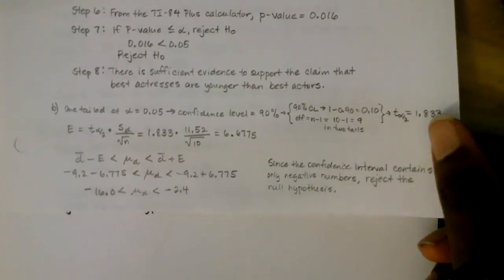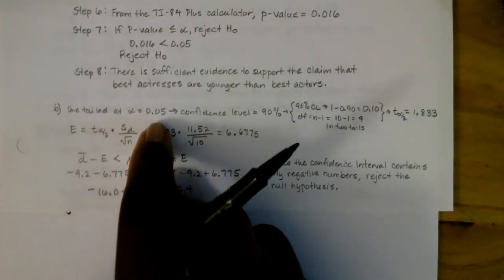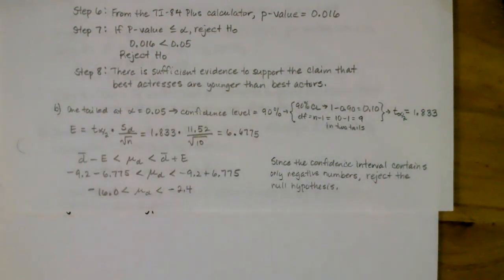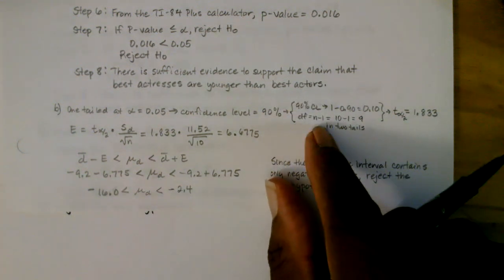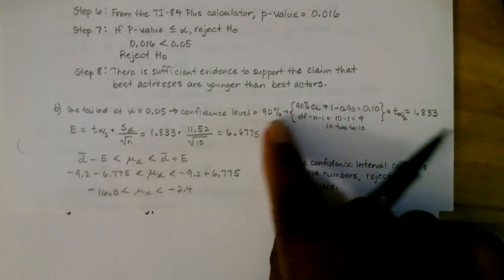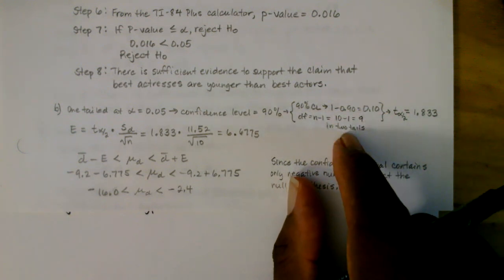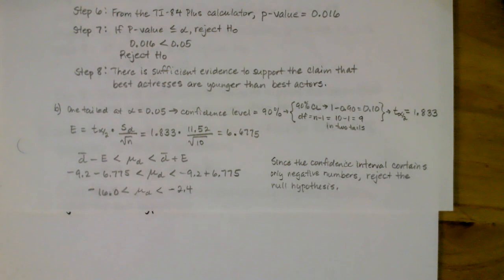And then the B part was doing the confidence interval. Okay, I had a one-tailed test at 0.05. The confidence level was 90% because I had to do 1 minus 2 times the alpha level because it's a one-tailed test. And my degrees of freedom, 10 paired data minus 1 would be 9. And 90% means that my alpha level will be 0.10 in 2 tails. So I have to use table A-3 to get the T critical value.